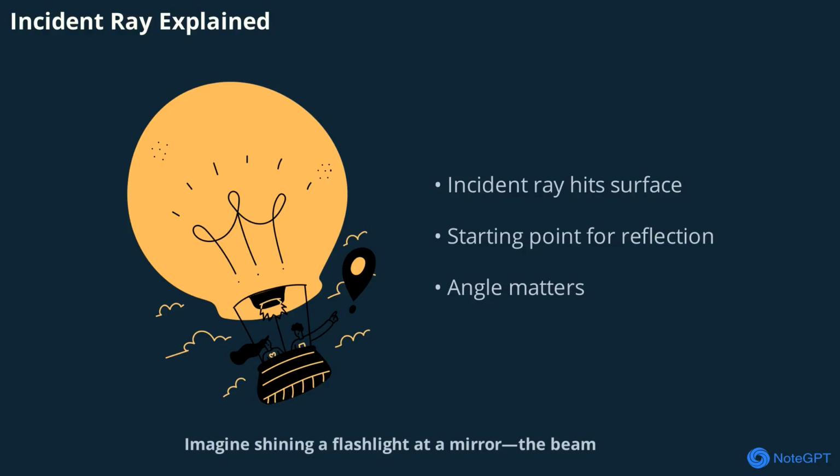Incident ray is the ray of light that falls onto a surface. Imagine shining a flashlight at a mirror. The beam that hits the mirror is the incident ray. This ray is the starting point for understanding how light interacts with surfaces and sets up the conditions for reflection. The incident ray's direction and angle are crucial for predicting how the light will bounce back.